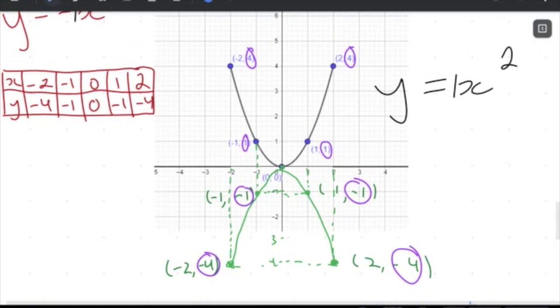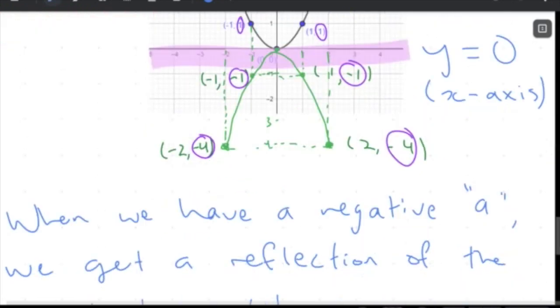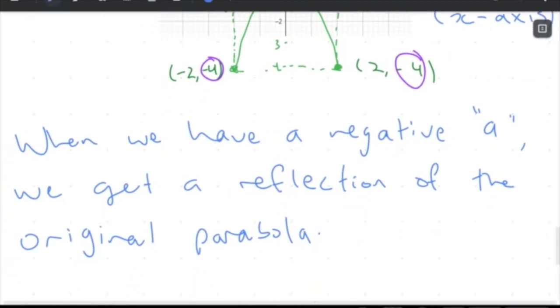We had my original parabola, and I reflected it. And that mirror reflection line, this horizontal line here, is the line y equals 0. Or we can call this as well the x-axis. So I can say that my parabola has been reflected along the x-axis. And that is the effect of putting a negative coefficient.